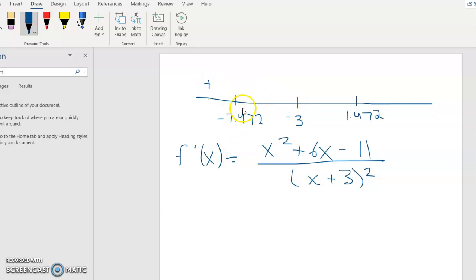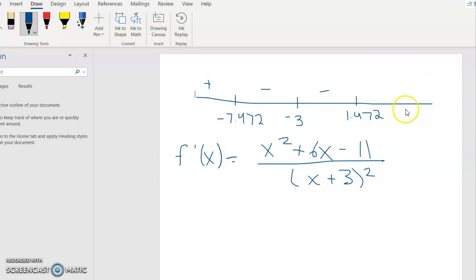Let's choose something in between these two numbers. Let's say negative 5. If I put negative 5 in the top of this derivative, I get 25 minus 30 minus 11. That is negative. So the top is negative. No matter what, the bottom is positive. Negative divided by positive will be negative. Now let's choose something in here. Let's say 0, probably the easiest thing. If I put 0 in here, the top will be negative, and the bottom, again, will be positive. Negative divided by positive, that's negative.